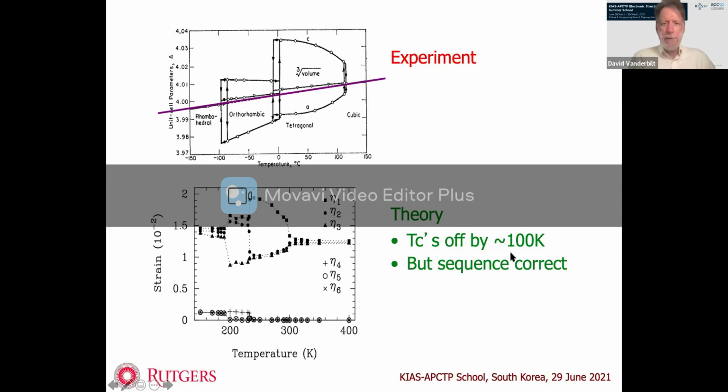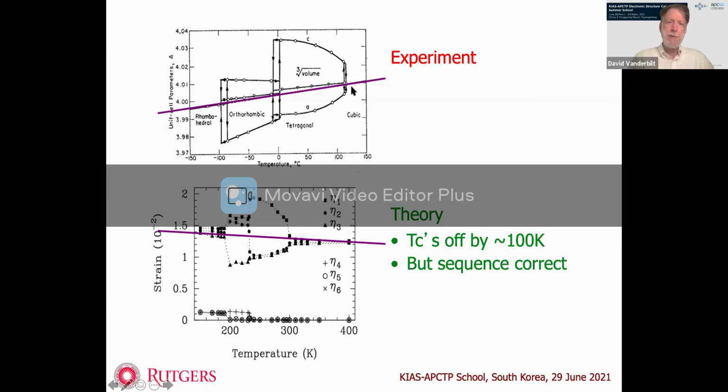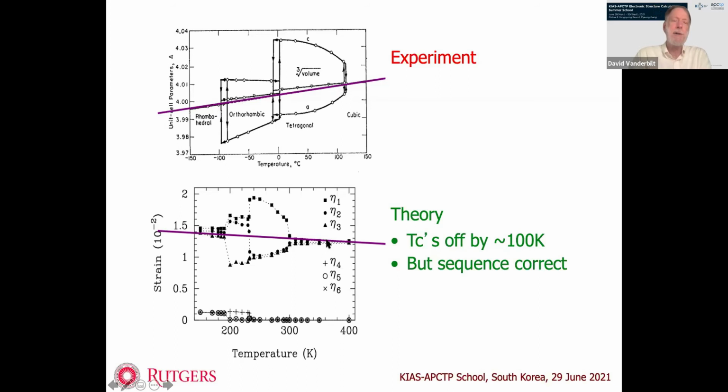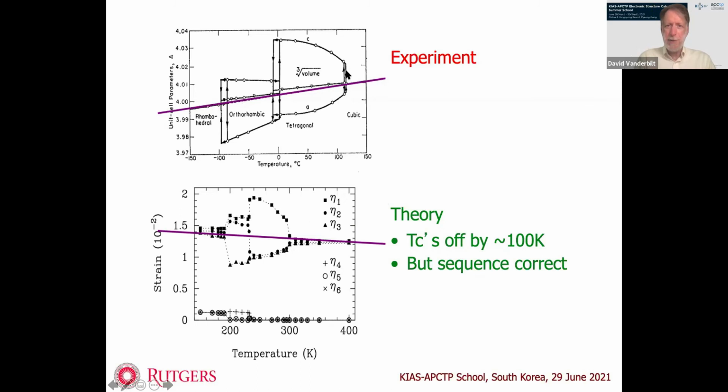And one reason for this is that the effective Hamiltonian model that I didn't really have time to describe does not include thermal expansion. So part of what's going on in the experiment is that as you raise the temperature, the average lattice constant is getting larger. In the theory, that's not happening. Even worse, as a matter of fact, in the theory, the average lattice constant gets a little bit smaller as you raise the temperature. And so in later work, we applied some corrections to include the thermal expansion. And then these discrepancies in the transition temperatures get reduced. They don't completely go away.